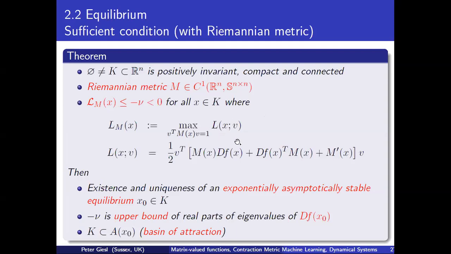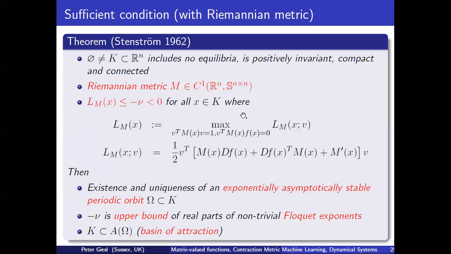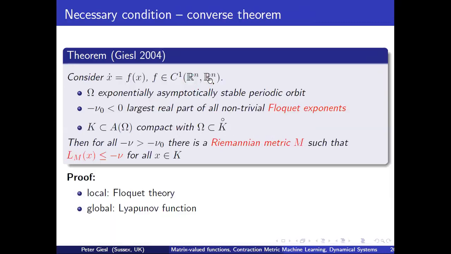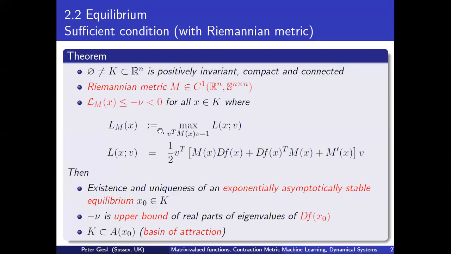So the corresponding theorem to this one here, this was the one for a periodic orbit. Now, if we want to find an equilibrium point, the difference here is, first of all, the set K, you don't exclude K having an equilibrium point, because that's what you actually want to find in the end. So K is just supposed to be positively invariant, compact, and connected. We have again a Riemannian metric as defined earlier.